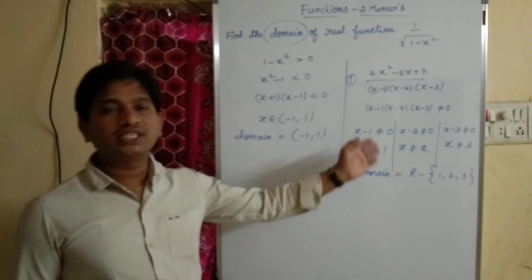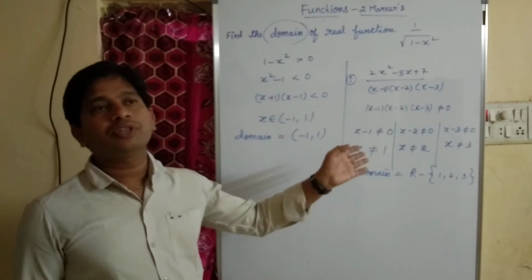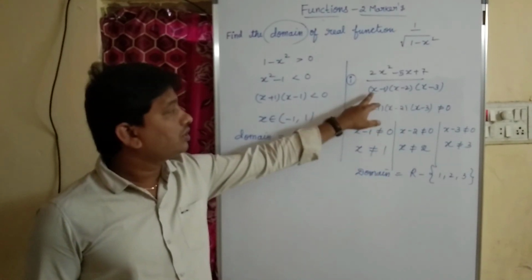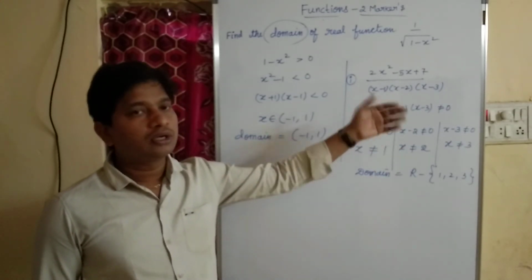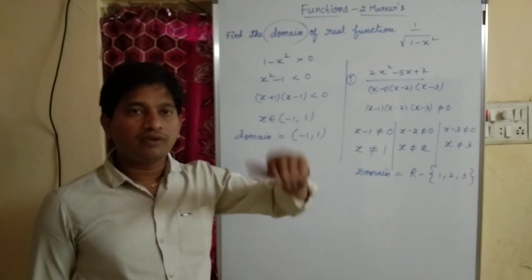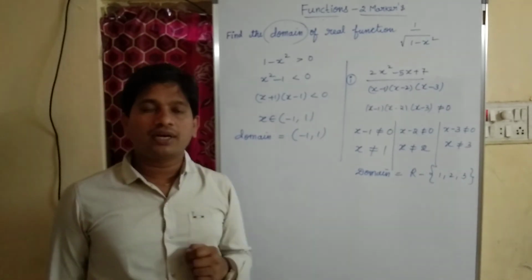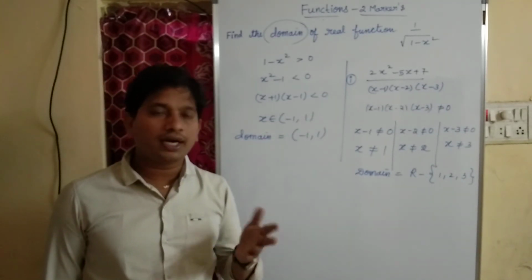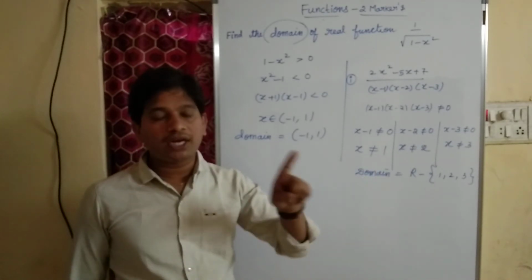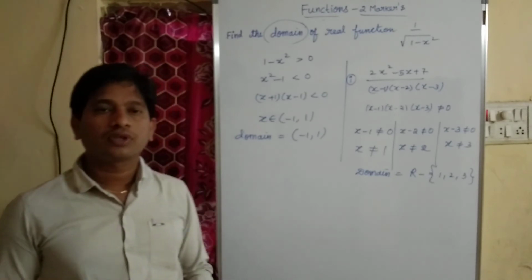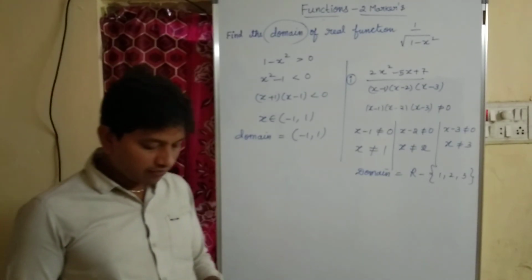So this question is easy, children. The thing is, we need to think. If I substitute 1 in the place of x, 1 minus 1 is 0, and anything divided by 0 we cannot define. That's why real numbers except 1, 2, 3 is the domain. Okay, children? This is also one of the questions.